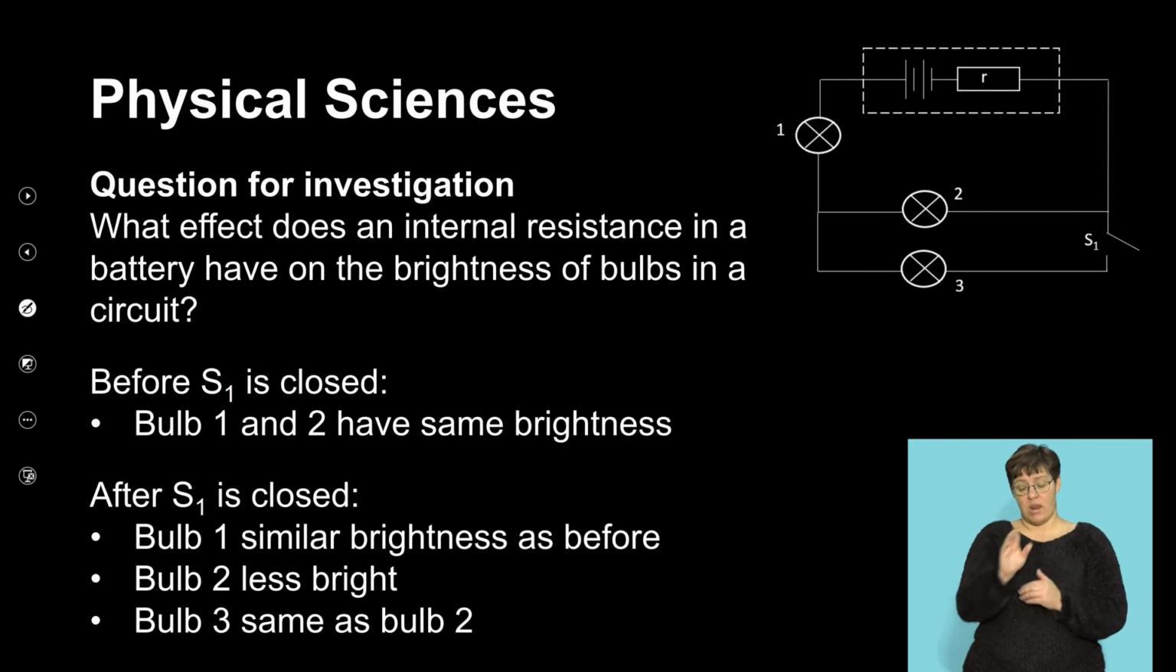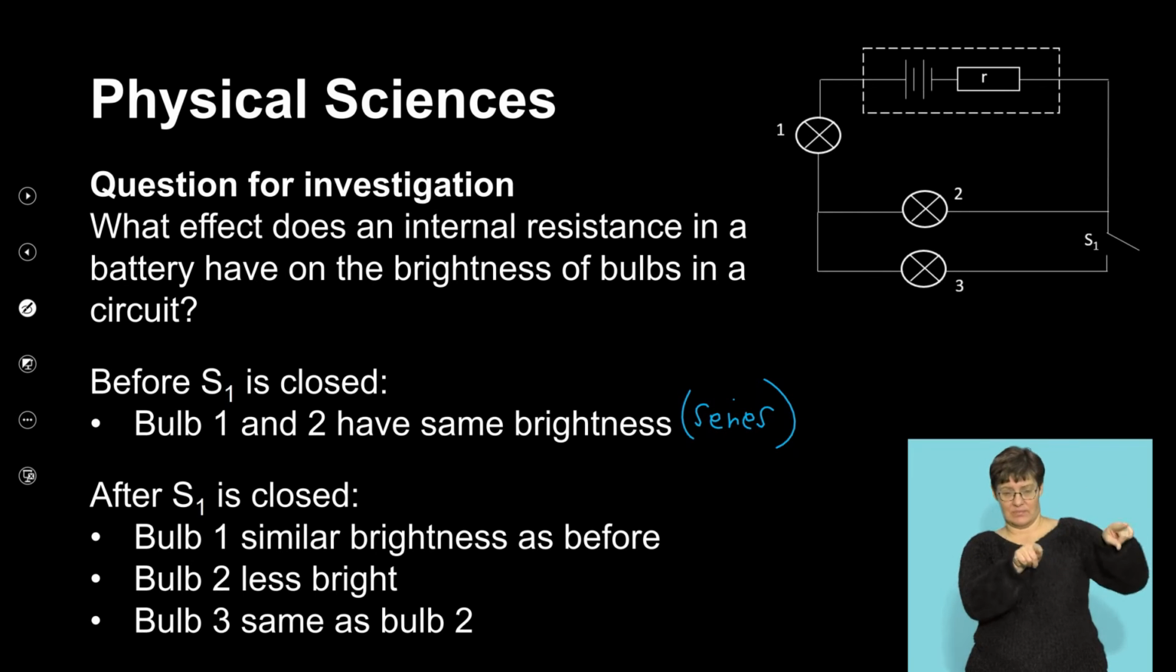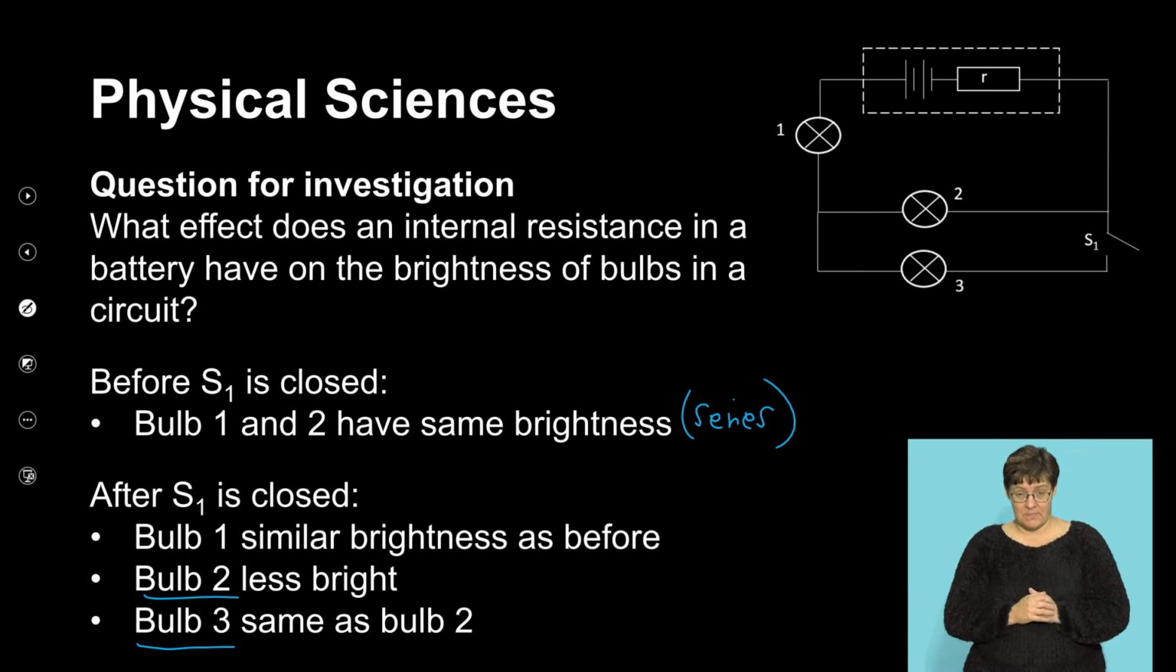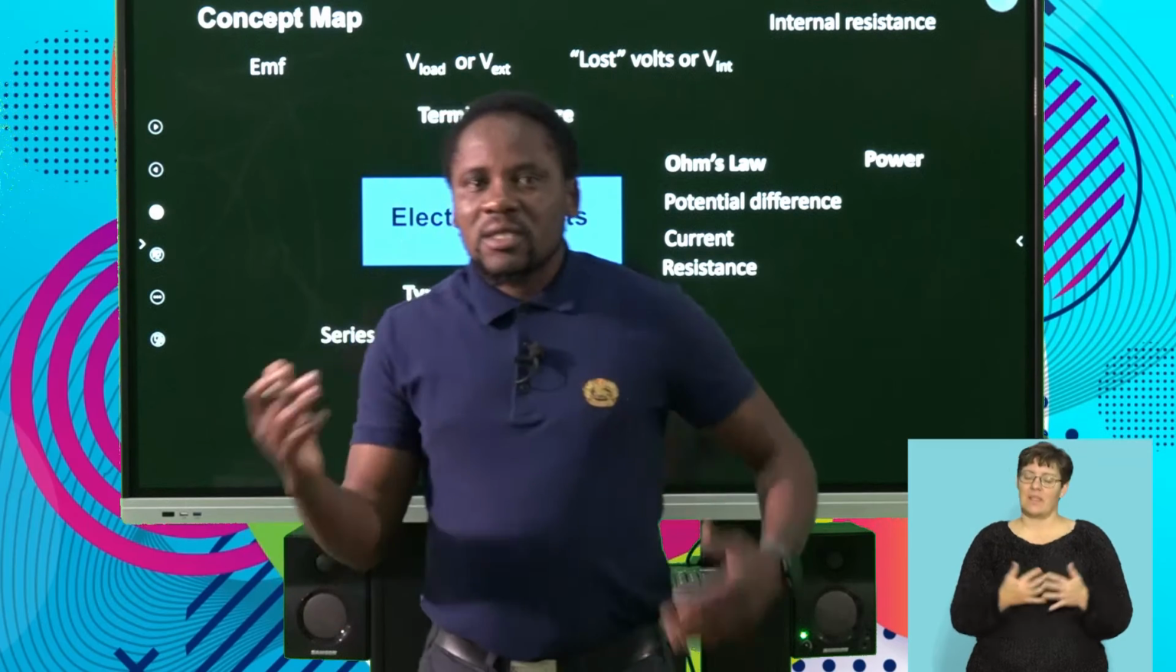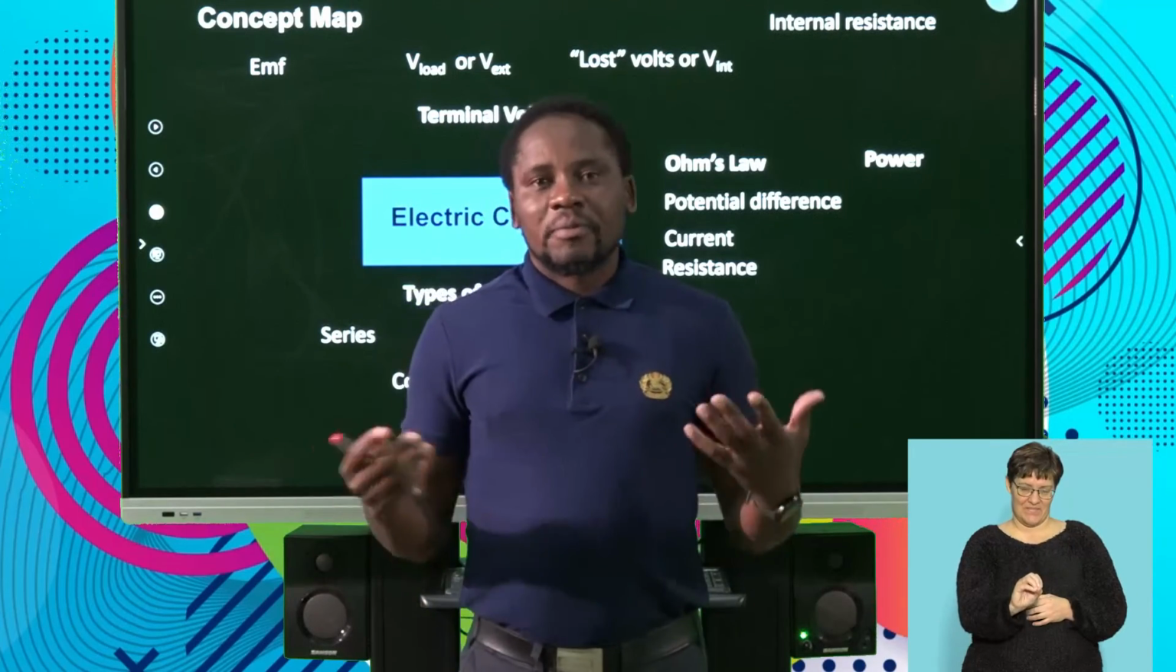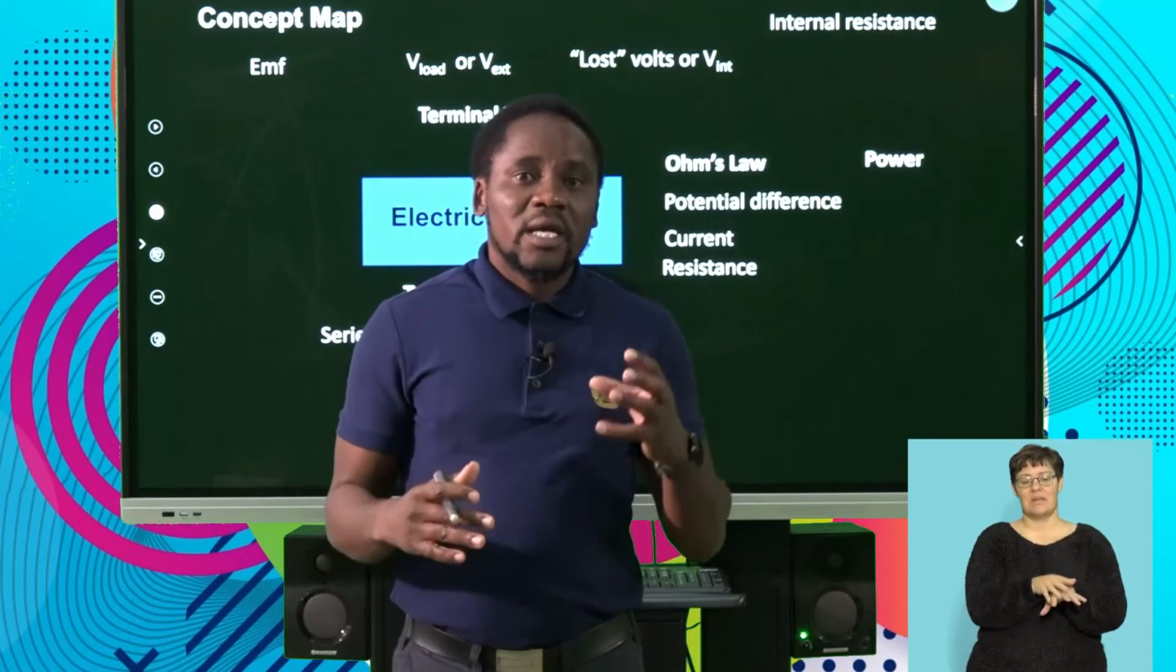Okay, so in conclusion, we are saying that before S1 is closed, bulb 1 and 2 have the same brightness because it was a series connection. Okay? And remember, these light bulbs are identical, very, very important. But once we close S1, bulb 1 has similar brightness as before, okay? But bulb 2 is less bright than bulb 1. However, the brightness of bulb 2 and bulb 3 is actually the same because these are identical light bulbs and they receive the same amount of current, right? So that's the relationship that exists between the brightness in a combination of a series and parallel circuit.